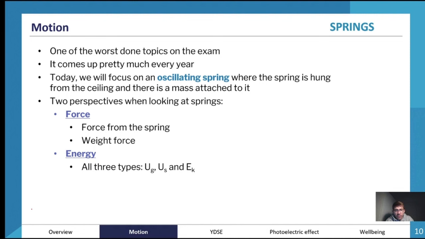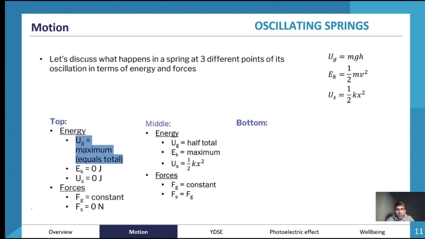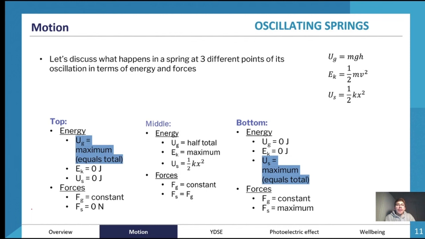There are two perspectives when looking at springs. We're looking at the force from the spring and the weight force, and the energy at all points. So when we're looking at oscillating springs, you need to understand there are three types of energies involved. The total energy of the spring is going to be the same. You need to understand, first of all, that the energy of a system cannot be created or destroyed. If the system is closed, it can only be transformed from one form into another.